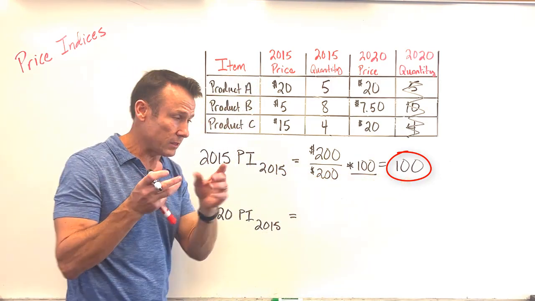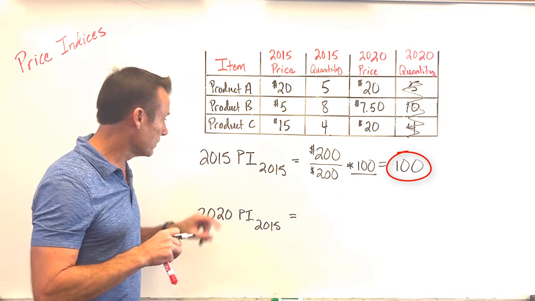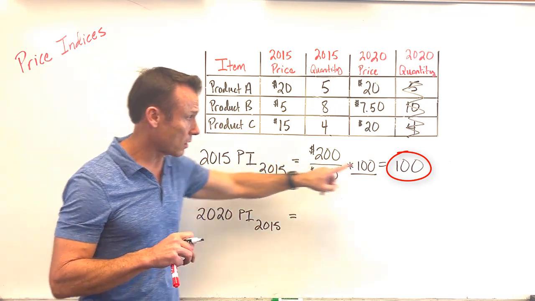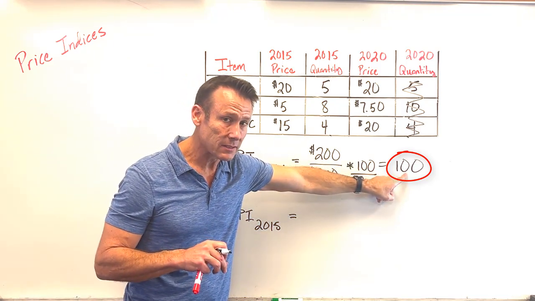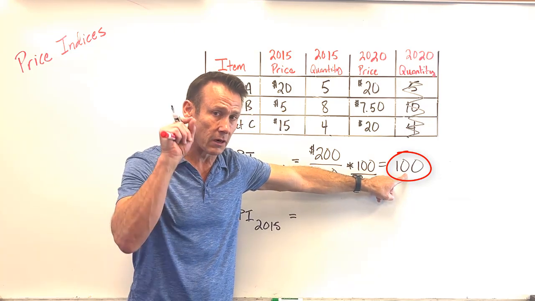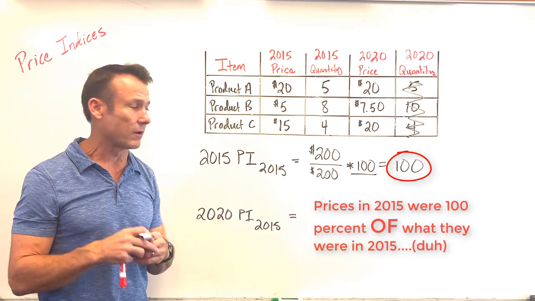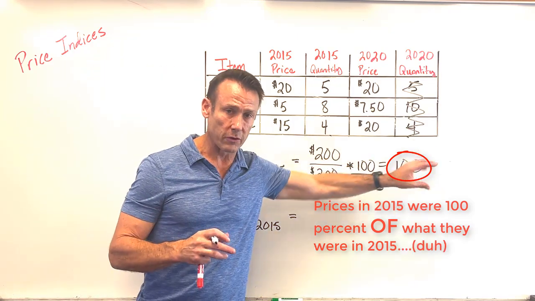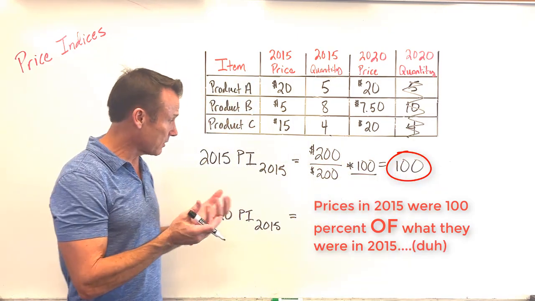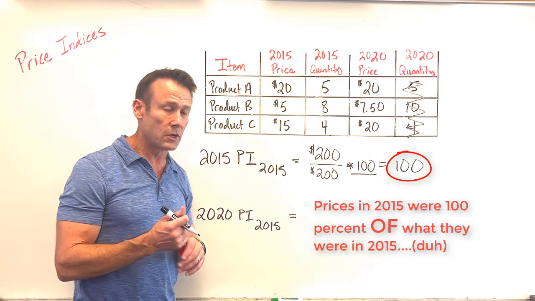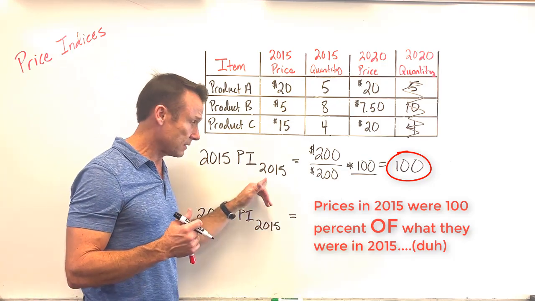Now, how do we read this number? Here it comes. Prices in 2015 were 100% of, that's the key word I want you to hear, of what they were in 2015. Of course they were, right? And we all knew that, right? This is an of course, but I do want to make a note of this, okay? Oftentimes when we're doing exams, we're going to say, what was the price index in the base year?